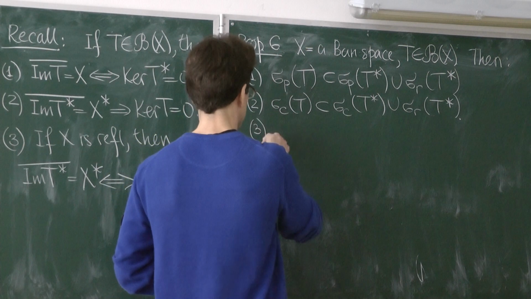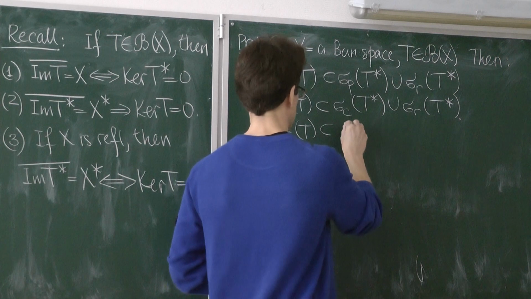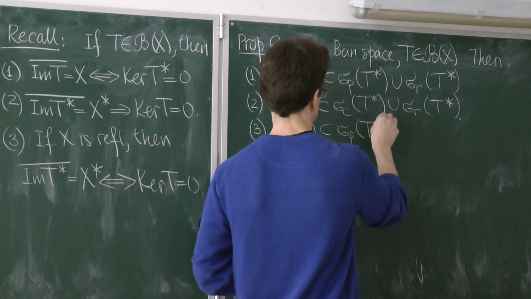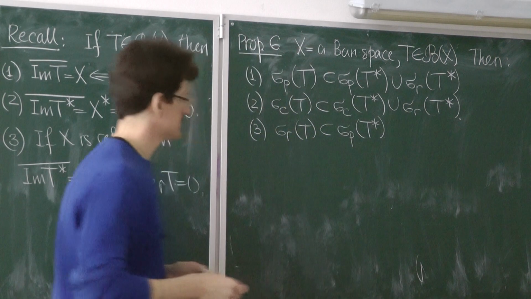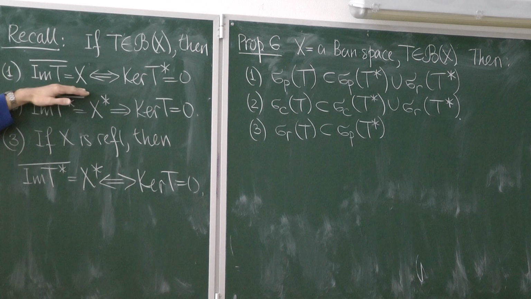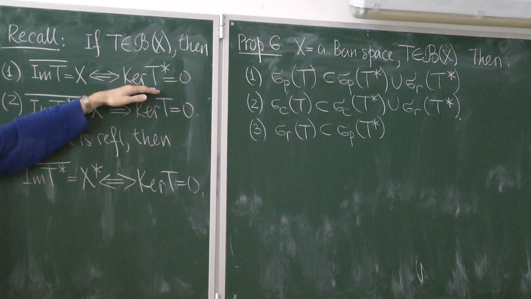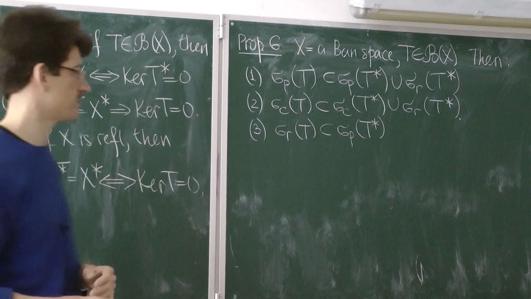In conclusion 3, the residual spectrum of T is contained in the point spectrum of T star. And this is again immediate from part 1. If lambda is in the residual spectrum, then the image of T minus lambda is not dense, and so the kernel of T star minus lambda is non-trivial. So lambda is in the point spectrum of T star.